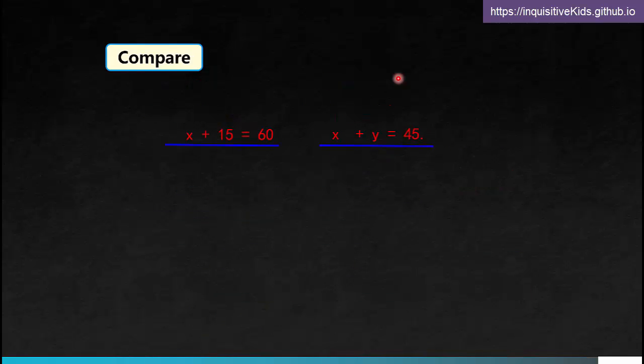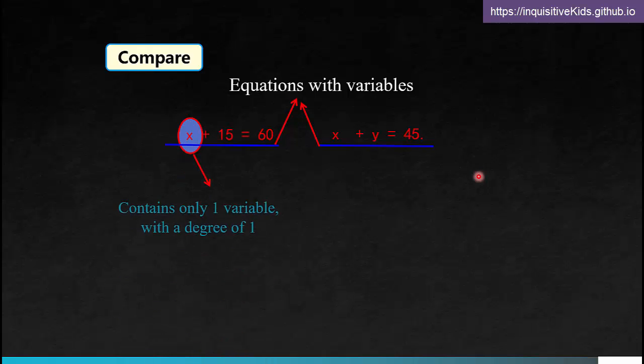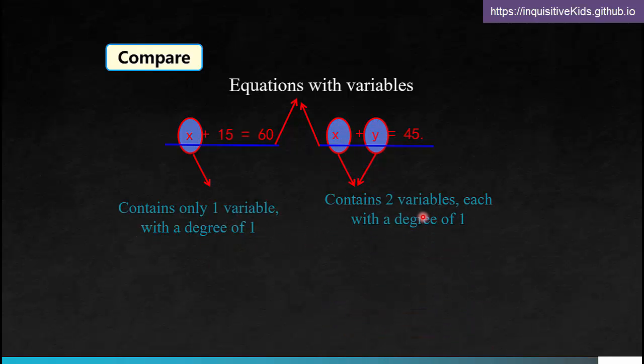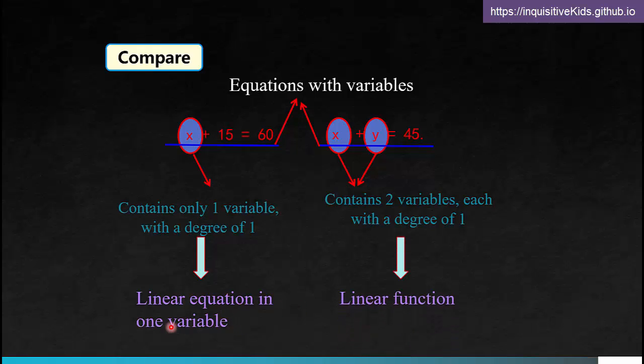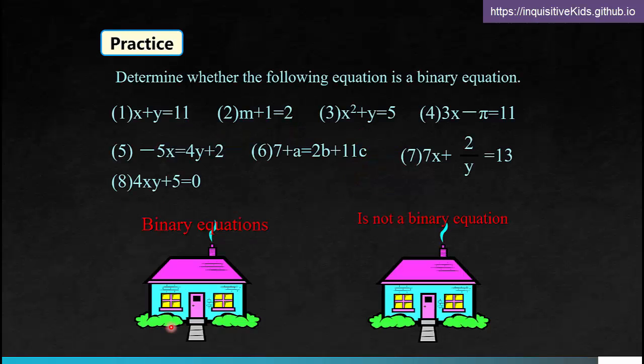So now let's compare. We have two equations right here. X plus 15 is equal to 60. 6 plus y is equal to 45. They're both equations with variables, but this one only contains one variable with a degree of 1. This one here contains 2 variables, each with a degree of 1. Therefore, this first one is a linear equation in one variable, and the second one is a linear function.